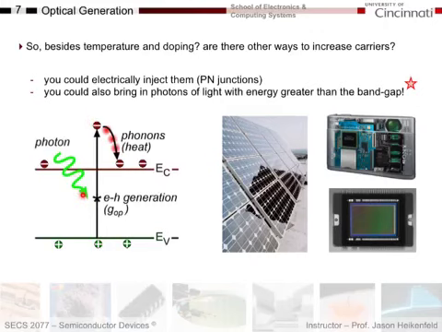And if the photon has much greater energy than just the band gap, as you can see here, the electron can go higher up in the conduction band and then go down and give up energy, because this is an energy band diagram, and give up that energy as heat, which is just phonons, which are vibrations of the atoms in the semiconductor lattice.